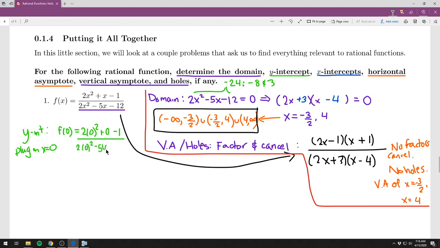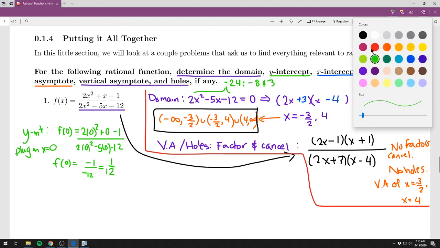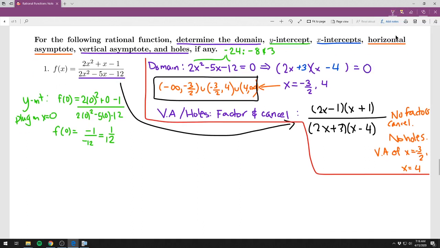Because what happens when we plug in 0 is all this stuff with x's becomes 0, and we'll be left with the -1 on top and the -12 on the bottom. Right? This is 0, this is 0, this is -1 on the top, this is 0, this is 0. We got -12 on the bottom, and -1 over -12. The negatives cancel to give us positive 1 over 12. But do remember the y-intercepts are coordinate pairs. We have x is 0 and y is the 1/12.